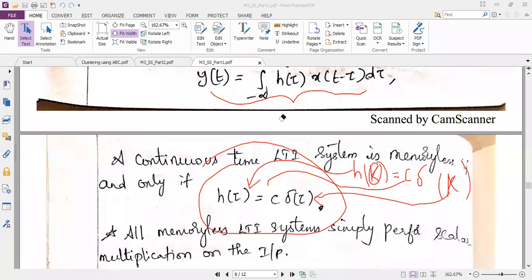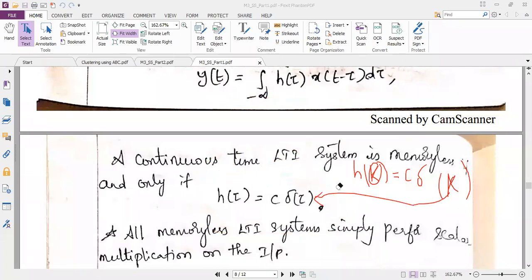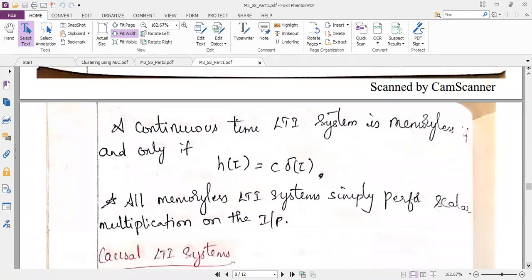So I want you to just write these two formulas in your rough notebook. If I get the time today, I will start solving the problem also. At that time I will ask you what is the formula to find out the memoryless system. You should tell me h of k is equal to c delta of k. H of tau is equal to c delta of tau.